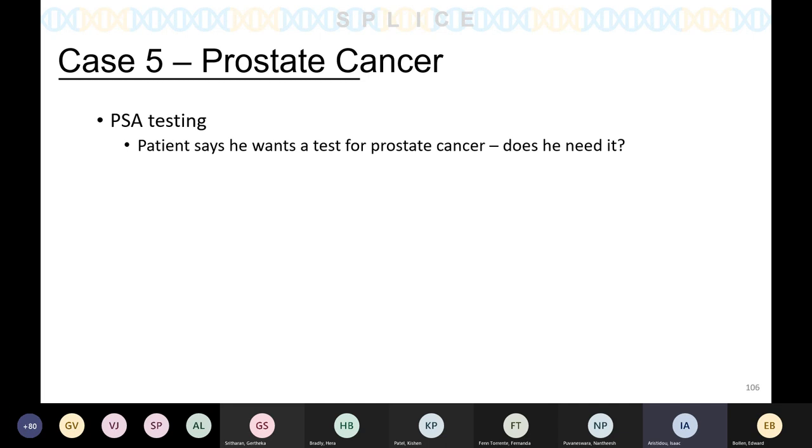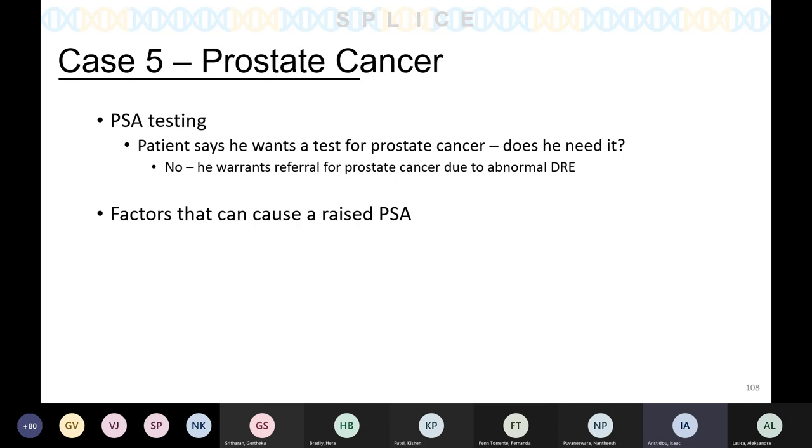So PSA testing. The patient says he wants a test for prostate cancer. Does he need it in this case? 2-week wait referral. No, so he doesn't need it in this case. Correct. It's due to the DRE finding. He basically warrants a 2-week wait referral anyway. So as I've mentioned, he doesn't need it because he's got an abnormal DRE. So are there any other factors that can cause a raised PSA?